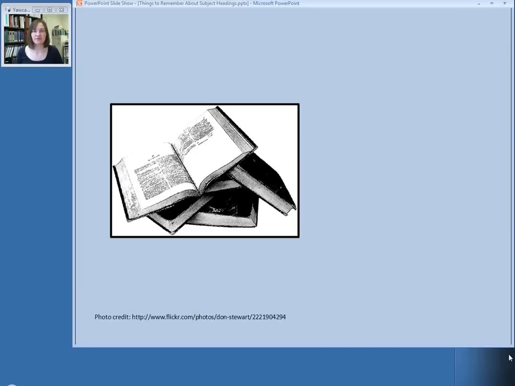Another thing to remember about subject headings is that they're only used for topics that have a significant presence in the book. Kind of a good rule of thumb is that 20% of the item should be about this topic in order for it to get a subject heading.